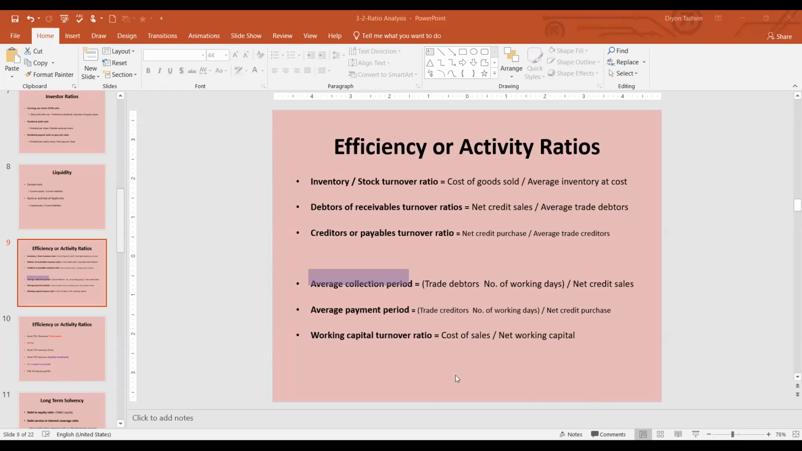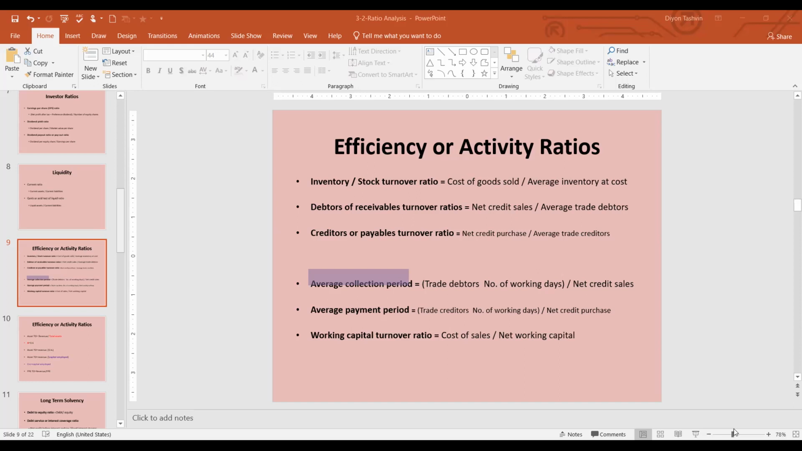Right? After taking these turnover ratios, what you can do is get the collection period. If you are going to calculate the operating cycle or working capital cycle, you need these period terms. If we take the debtors, we calculate the debtors collection period: how many days or months we spend to collect money from the debtors. To get that, we take the trade debtors, divide by the net credit sales, and multiply by the number of working days.